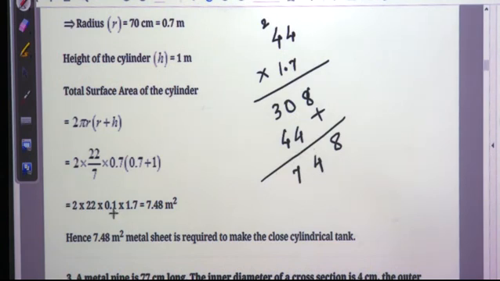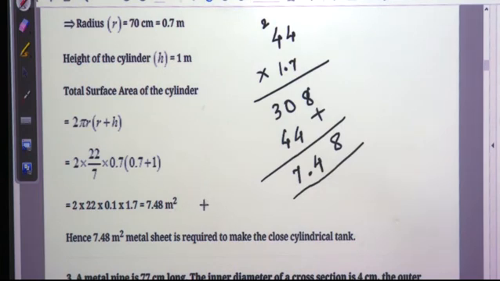Now after the decimal point, how many digits are present? Here in 0.1 there is 1 digit and in 1.7 1 digit, meaning total 2 digits we have to consider after the decimal point. So what we have to do? From the right hand side count 2 digits and after that give the decimal point. Your answer is 7.48 meters square. This is the answer that we have got after the calculation.